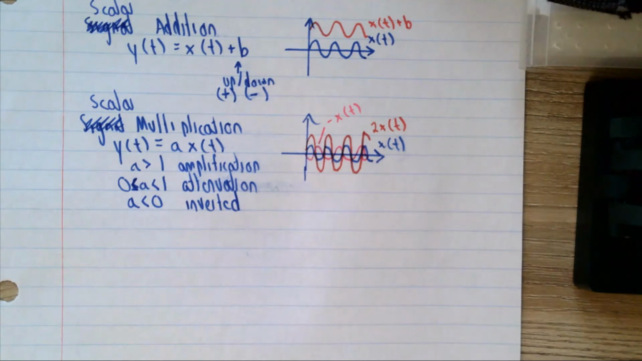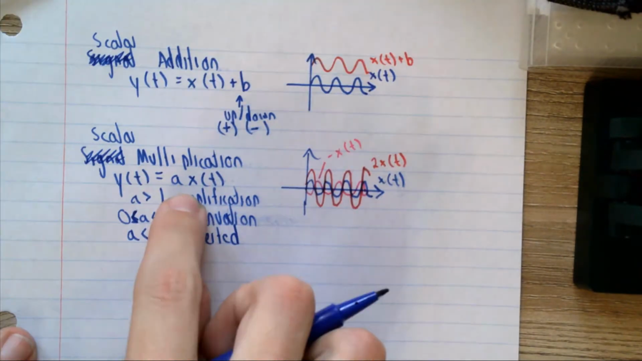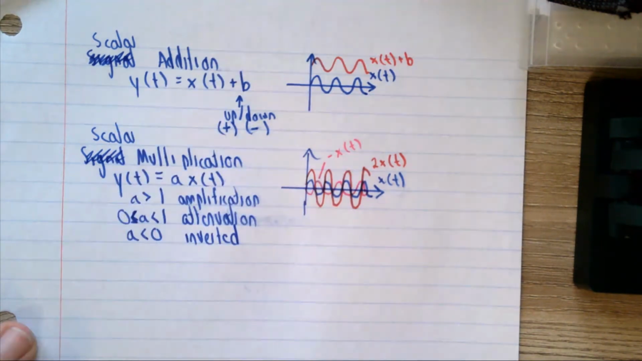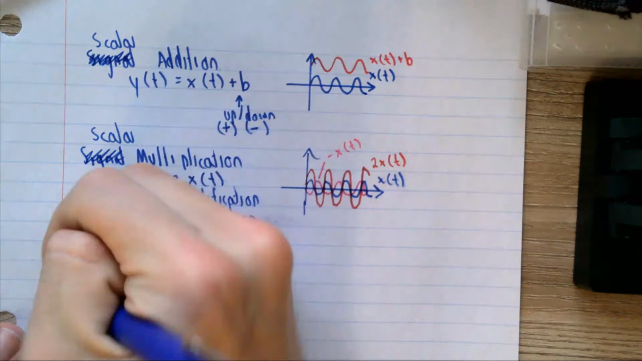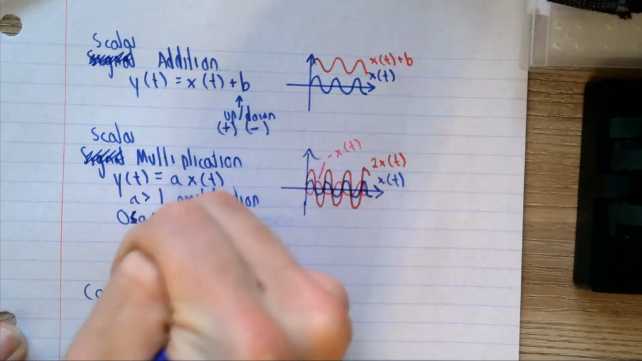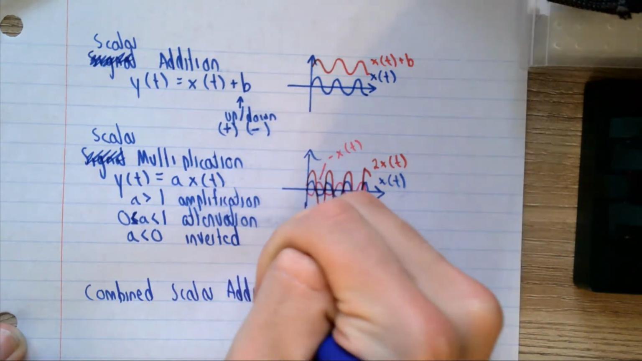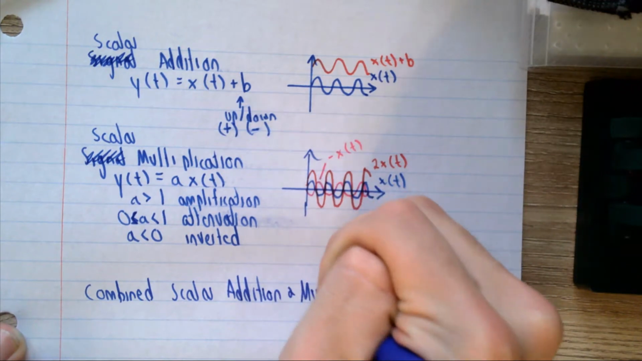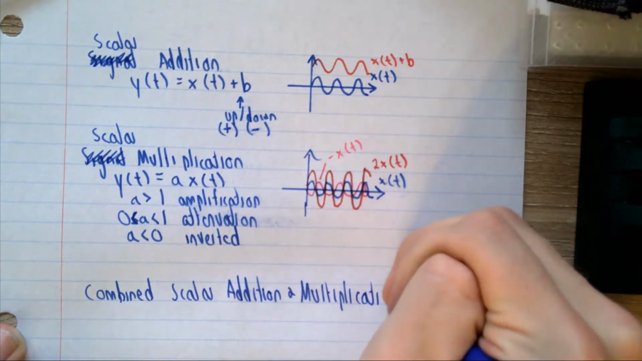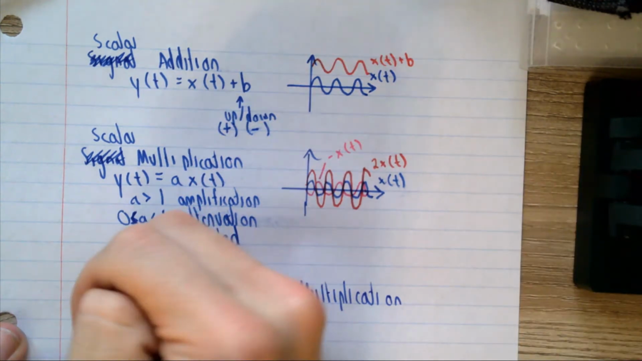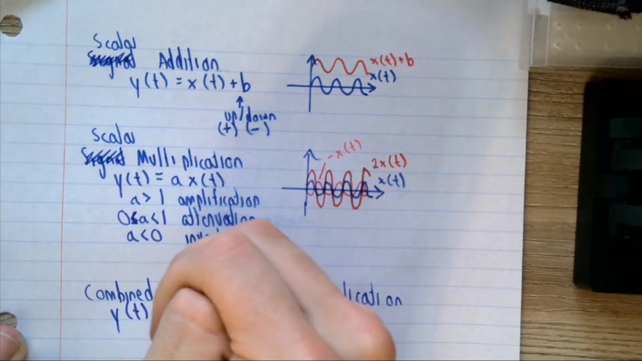And so now that we talked about that, let's go to combine scalar addition and multiplication. And so how are you going to know which one to do first? Do you do multiplication first or do you do addition first? So if we have the combination of the two, addition and multiplication, you'll have a term, it looks like y of t is equal to a times x of t plus b.